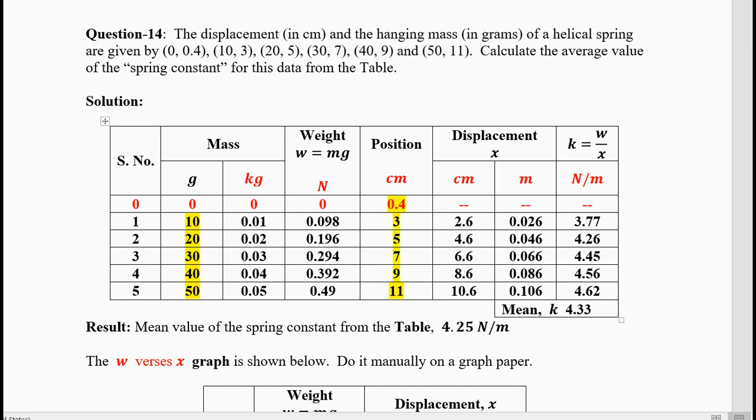Now do this carefully. Then K is how much? W by X. It is positive. So your W is here. Now don't do 0 by 0 and write some number here.